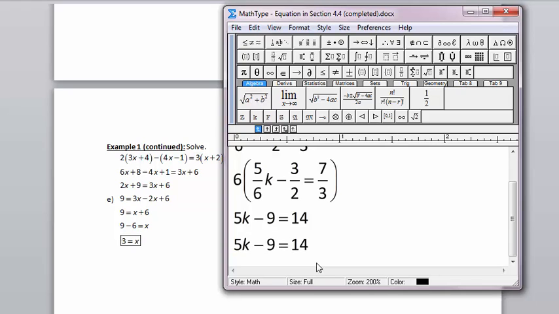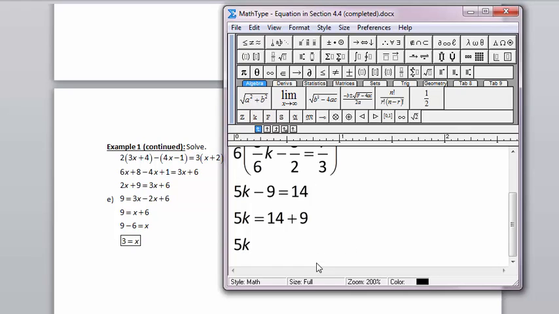To finish solving, we will add 9 to both sides to get rid of the negative 9, and that's going to give us 5k equals 23. Now we divide both sides by 5 to get our final answer.